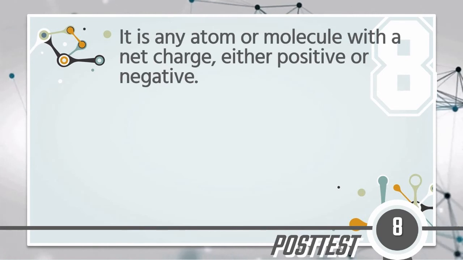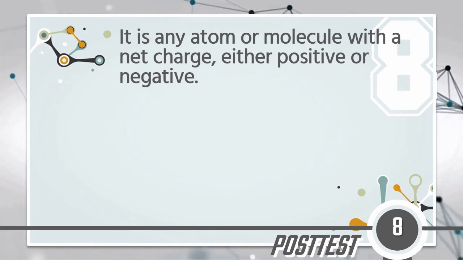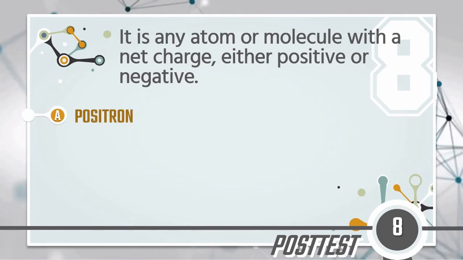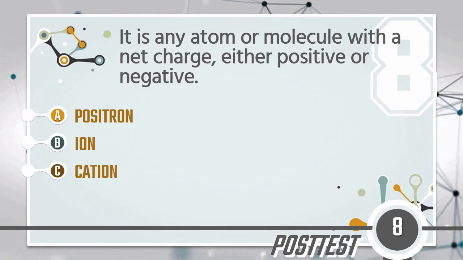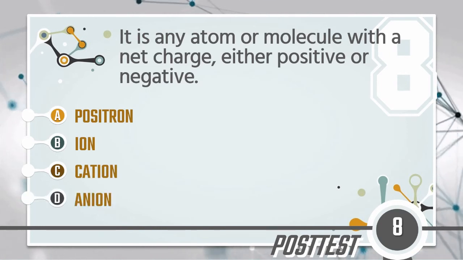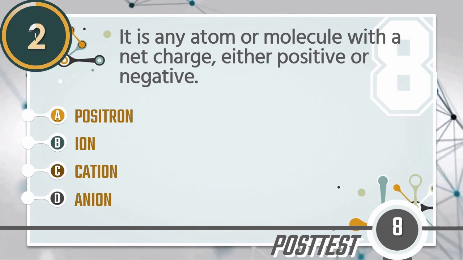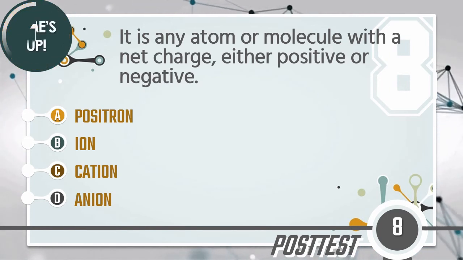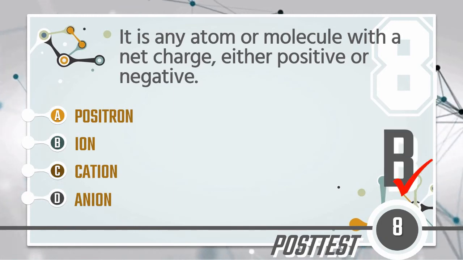Number 8. It is any atom or molecule with a net charge, either positive or negative. A. Positron. B. Ion. C. Cation. Or D. Anion. If your answer is B, you're correct.